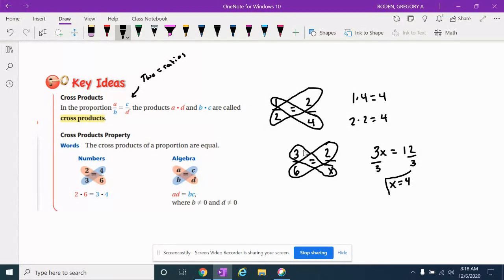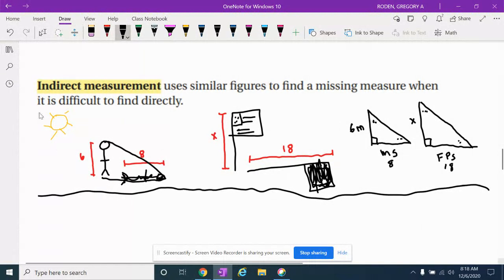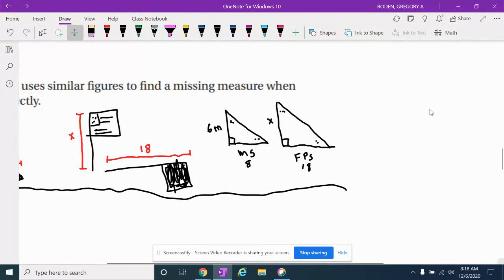So I can figure out the missing part of a proportion, if I'm missing one of them, by using cross products. Now, how could we use this skill to figure out how tall the flagpole is? Let's go back up to the flagpole. Let me give myself some room here.